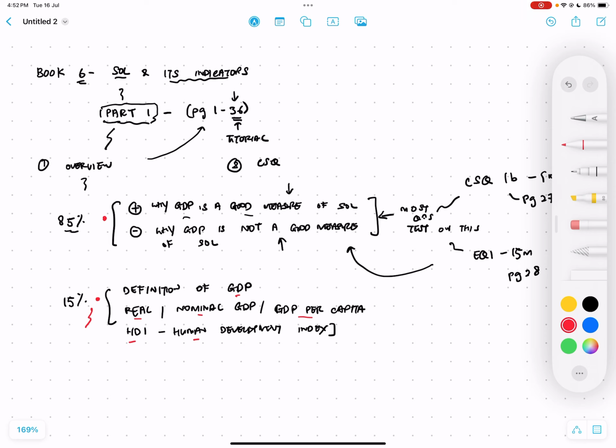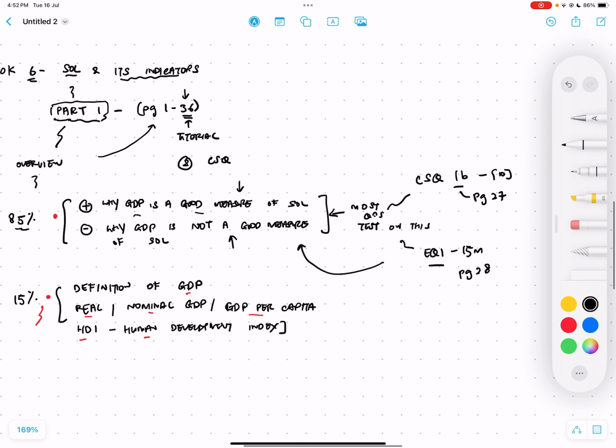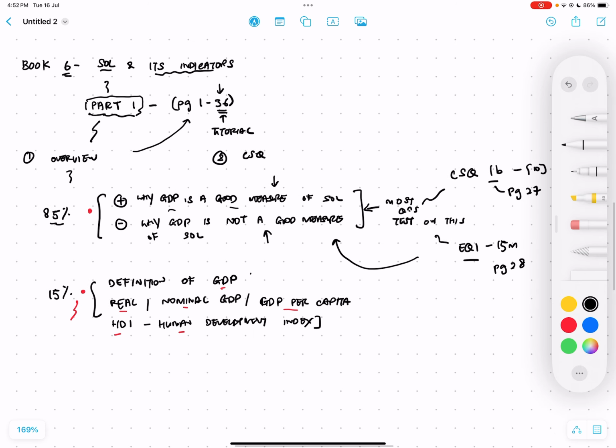So on pages 1 to 36, to just give you an overview, 85% of it talks about why GDP is a good measure, and why GDP is not a good measure. We will go through this in CSQ 1B and EQ 1, and then the rest of the 15% of pages 1 to 36 covers these three things.